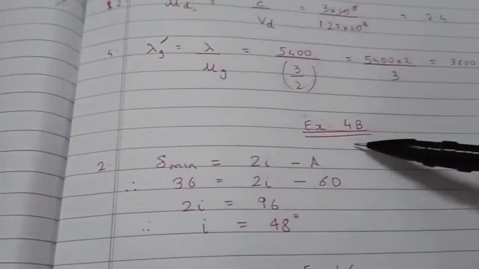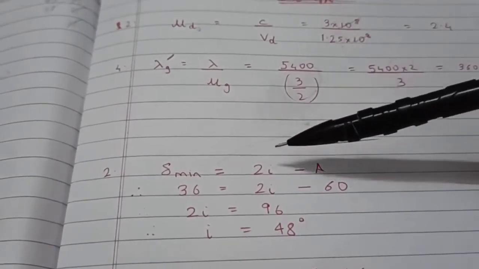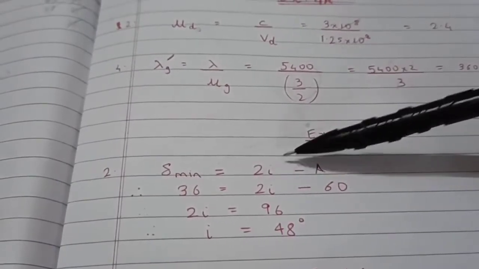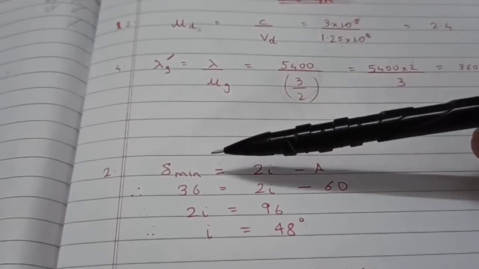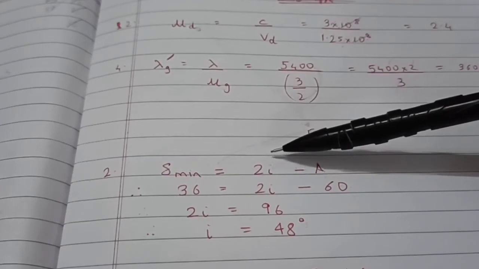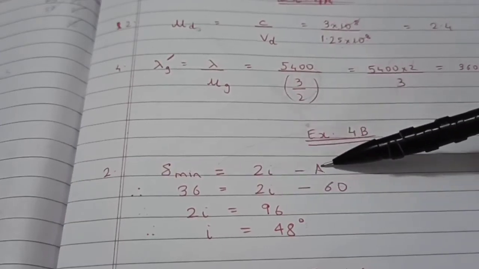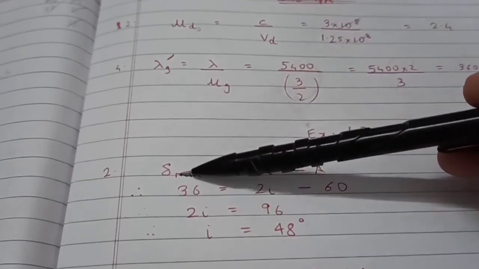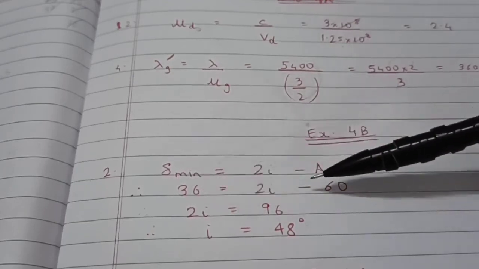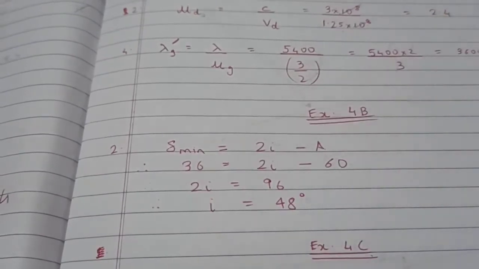Now the formula for angle of minimum deviation is 2i minus a. Actually the formula was i plus e minus a, but when the angle of deviation is minimum, i and e, that is angle of incidence and angle of emergence, are equal. So that's why we get 2i here. Now a, as I said, is 60 and delta min is 36 as given in the question. On solving further, we get the value of i as 48 degrees. And indeed, for glass it is 48 degrees for which the angle of deviation is minimum.